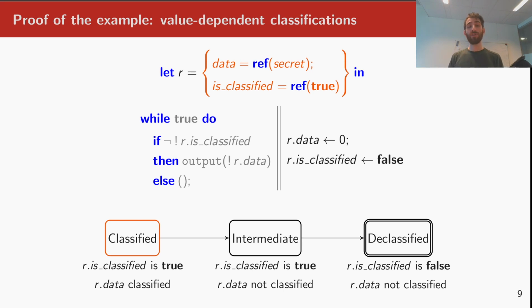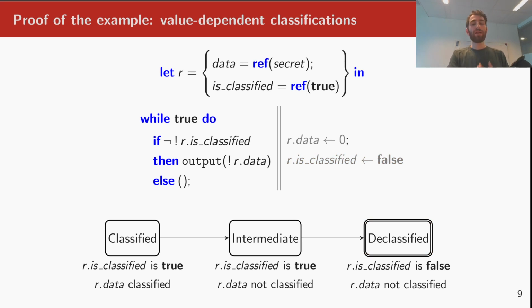The first thing we do in the right thread is override the data field. This moves the transition system into the intermediate state, meaning that the isClassified bit is still set to true, but the R data field doesn't contain any sensitive information anymore. Then the program sets the isClassified bit to false. This moves the transition system into the final state, declassified. So the rightmost thread evolves the reference R in accordance with the protocol.